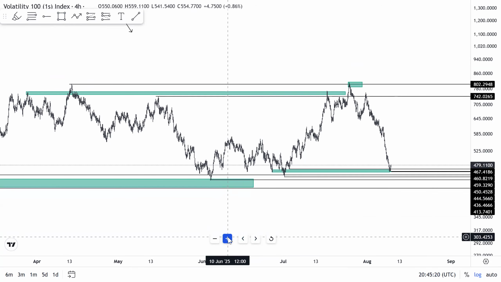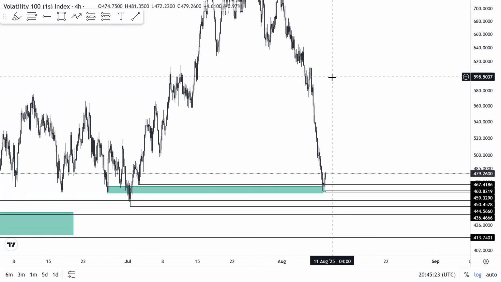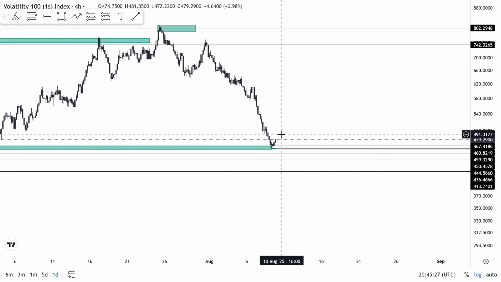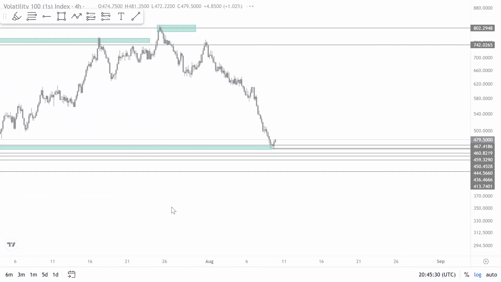So if you're actually looking for setups to take on V100S, I'm very bullish right now based on my structure. So please this week, please kindly watch out on V100S for bullish price actions.